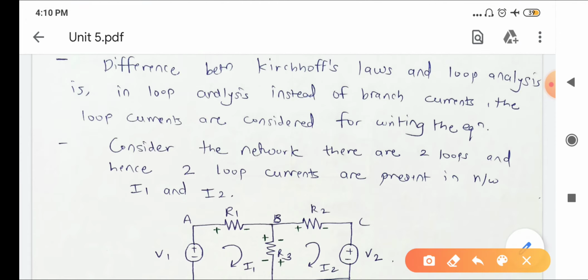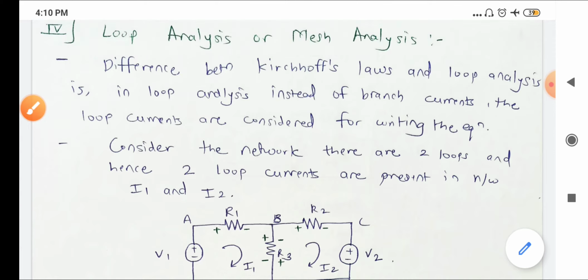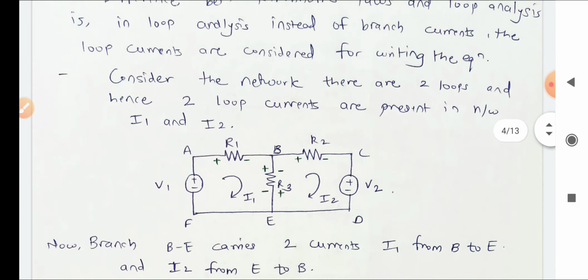these currents are mainly the loop currents, and whenever we consider Kirchhoff's law we always consider branch currents. So this is the main difference between Kirchhoff's law and loop analysis. Now while writing the equation we always consider loop currents for the loop analysis. And another difference between Kirchhoff's law and loop analysis is that, as we know, whenever we consider the loop current, we know the concept of loop current now.